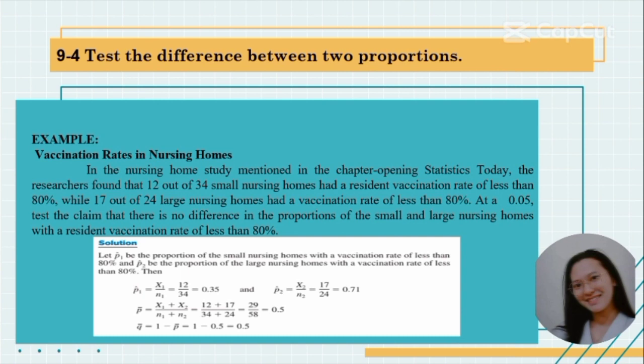Solution: Let p hat sub 1 be the proportion of small nursing homes with a vaccination rate of less than 80%, and p hat sub 2 be the proportion of large nursing homes with a vaccination rate of less than 80%. Then p hat sub 1 is equal to 0.35, p bar is 0.5, and q bar is 0.5, and p hat sub 2 is 0.71.